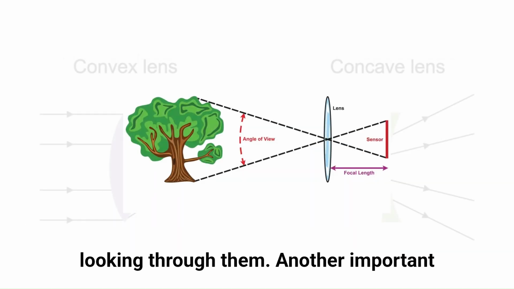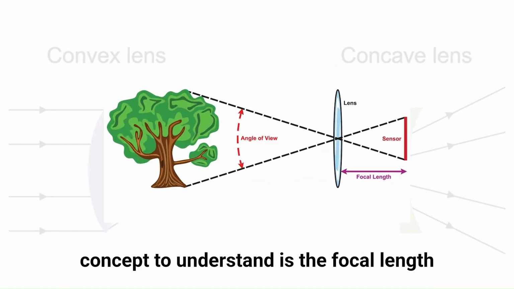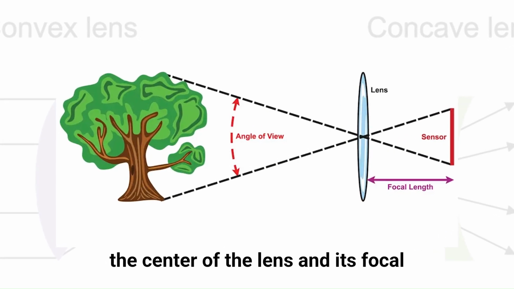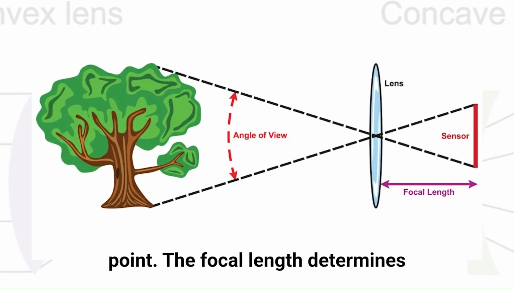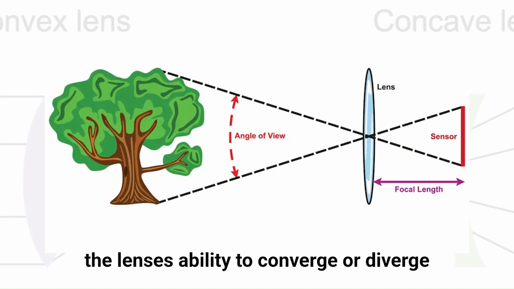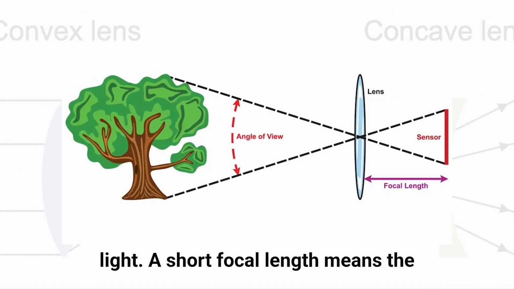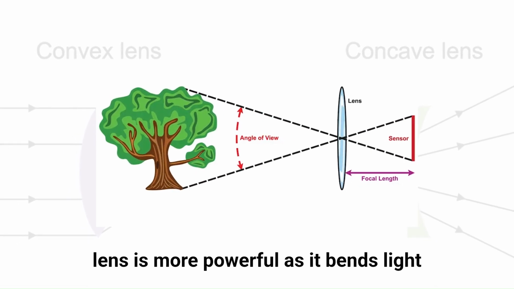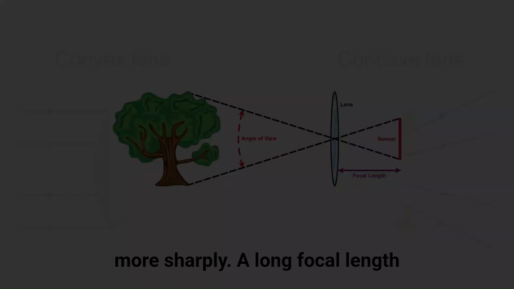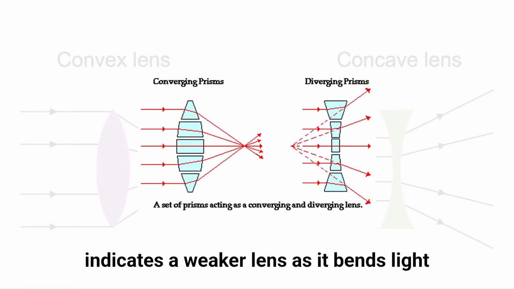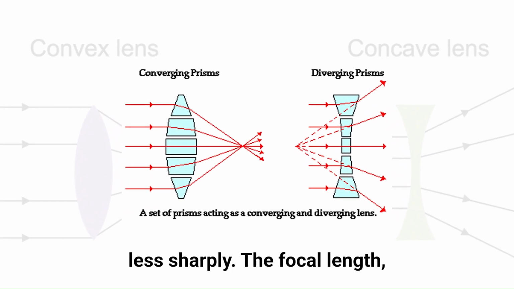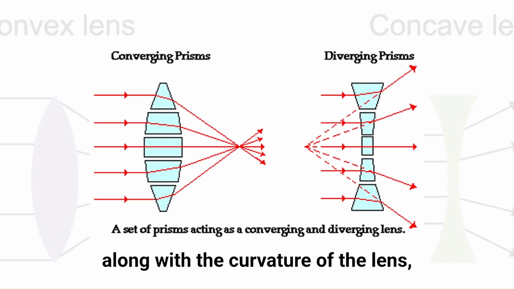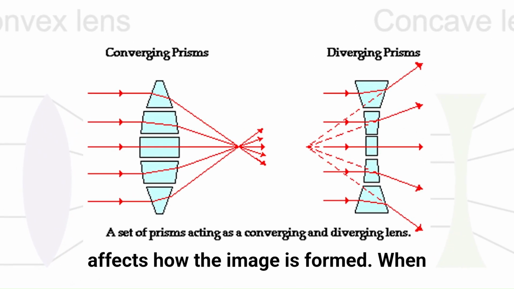Another important concept to understand is the focal length of a lens, which is the distance between the center of the lens and its focal point. The focal length determines the lens's ability to converge or diverge light. A short focal length means the lens is more powerful, as it bends light more sharply. A long focal length indicates a weaker lens, as it bends light less sharply. The focal length, along with the curvature of the lens, affects how the image is formed.